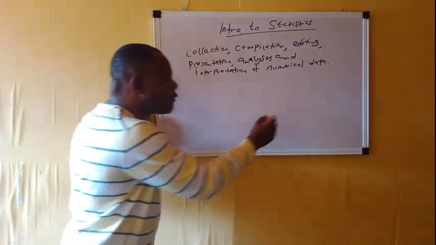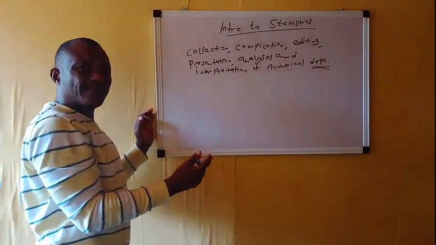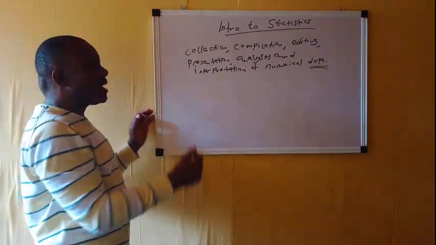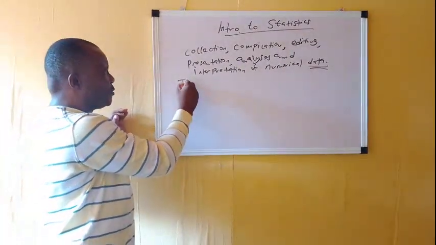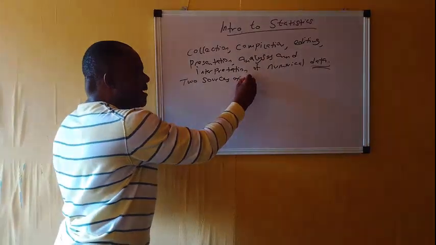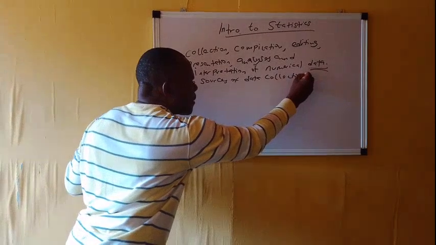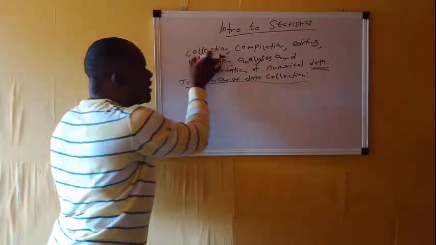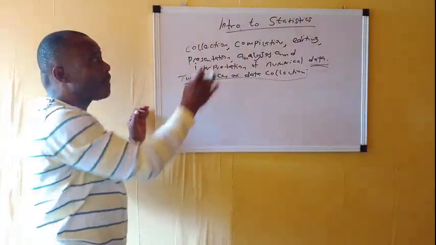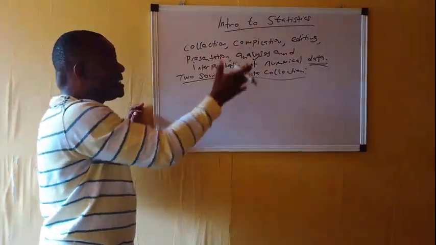So if the center of statistics is data, data are raw materials that the statistician works with. So how do I now get my data? So there are two sources of data collection. We are going to be taking this one after the other. It starts with the collection of data. When we have collected data, then we go about compiling, the compilation, then the editing.